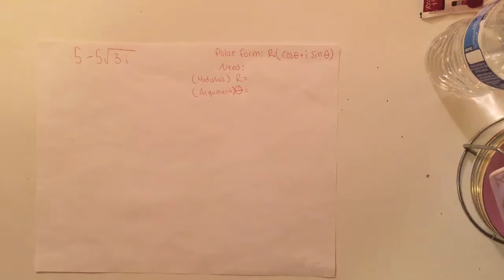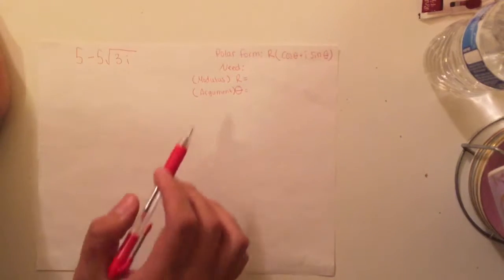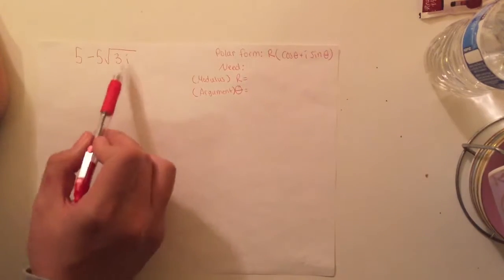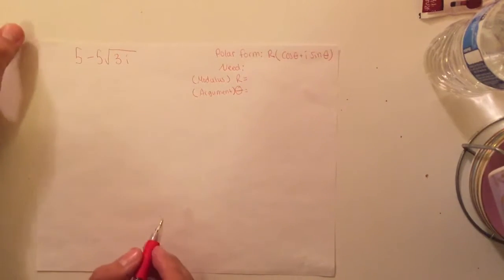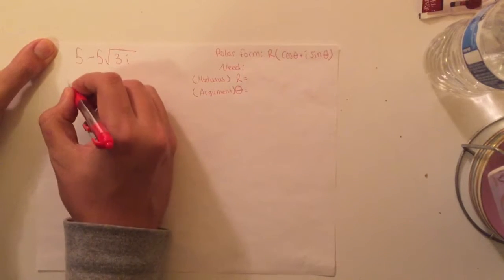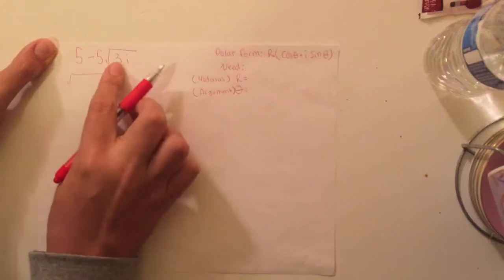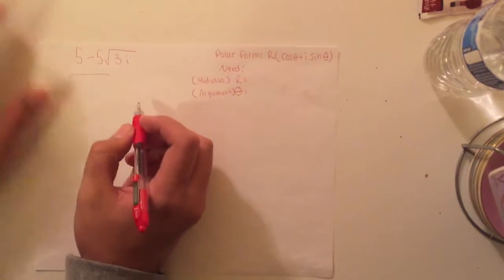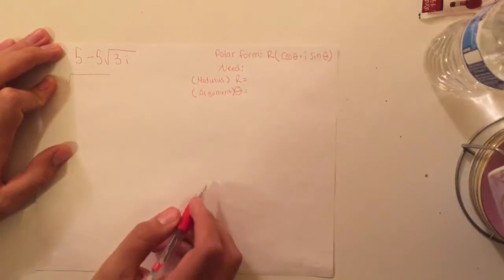So in order to get this into polar form, you need to calculate the modulus, which is r, and the argument, which is theta, from this problem. So the first thing you want to do is find r, and you do this by taking the square root of both of these numbers, but don't put the i under because there's no need for that.